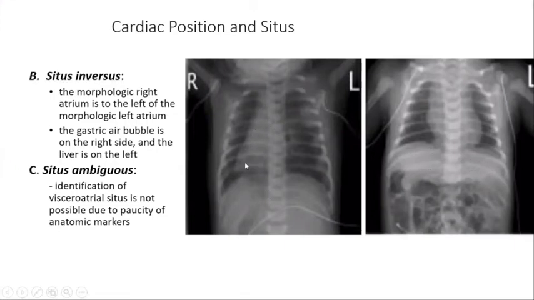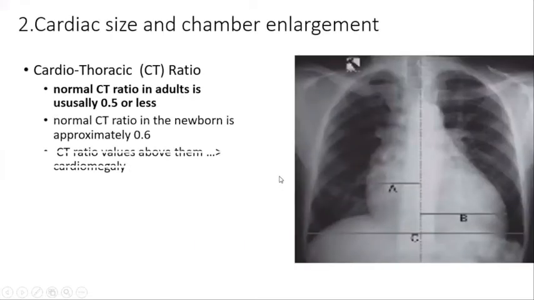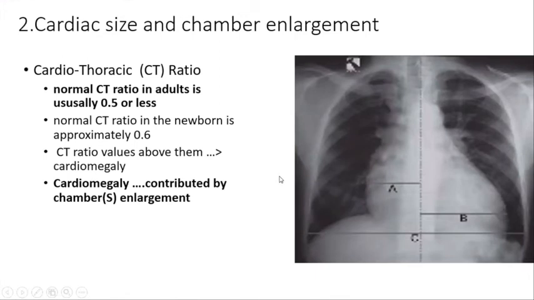Similarly, in situs inversus, there is inversion of the heart, and also of other structures: the liver is on the left side and the spleen on the right side. Along with the heart, other viscera are also inverted. So this is situs inversus, and this is situs ambiguous. We will be puzzled, as we cannot define the different positions. Now, the cardiothoracic ratio was already discussed in a previous slide. Keep in mind that cardiomegaly is contributed by cardiac chamber enlargement.